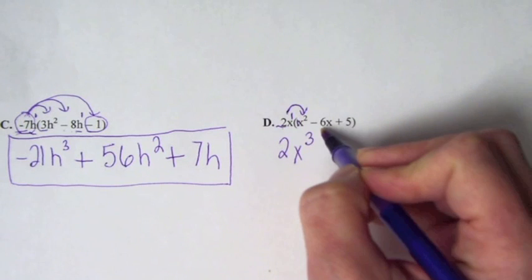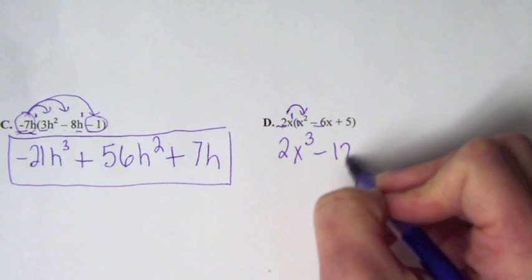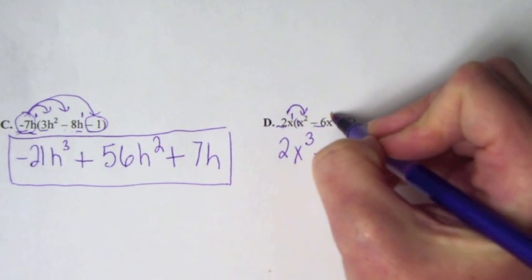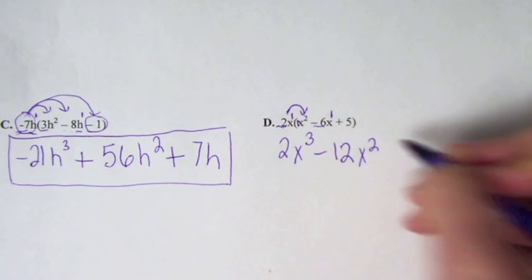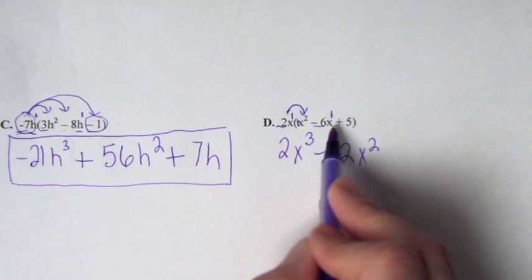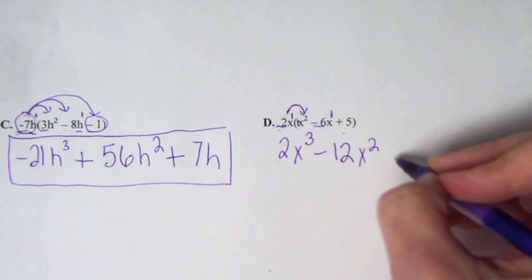Then we take 2 times negative 6. That gives us negative 12. X to the 1 power. So we have x to the 1 times x to the 1 gives us x squared. And then we have 2x times 5. That gives us 2 times 5, which is 10x.